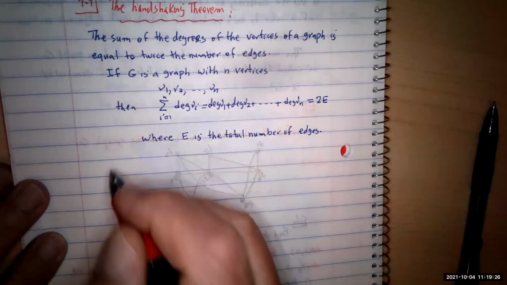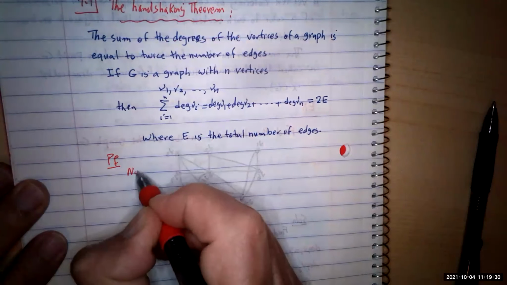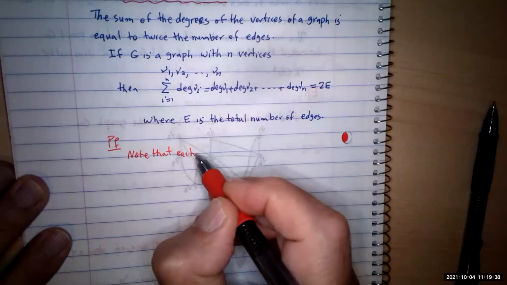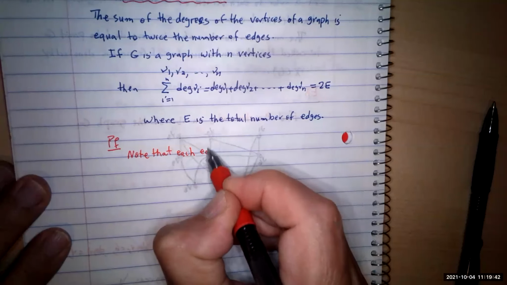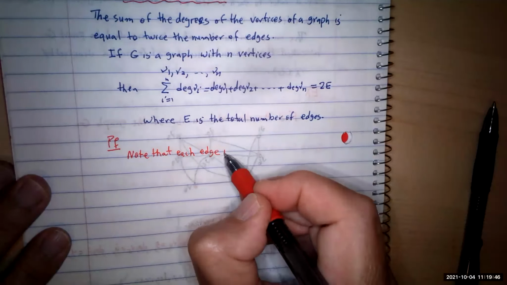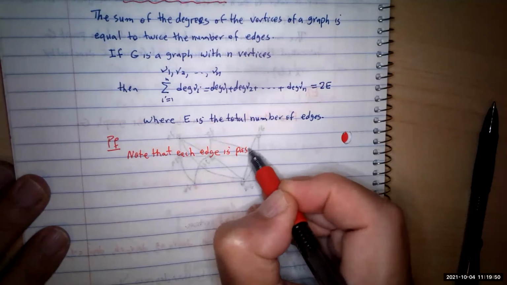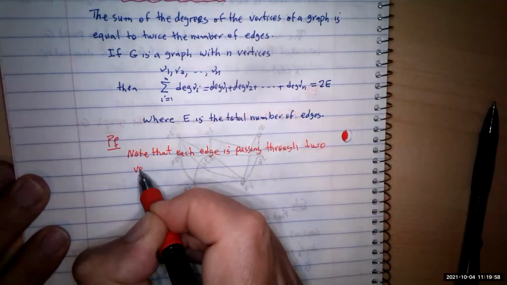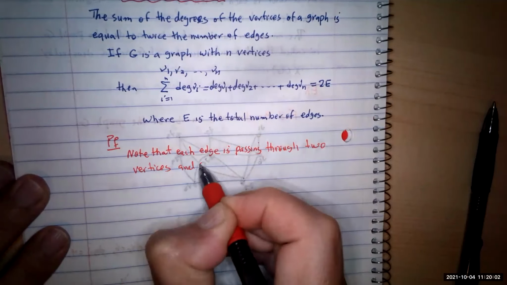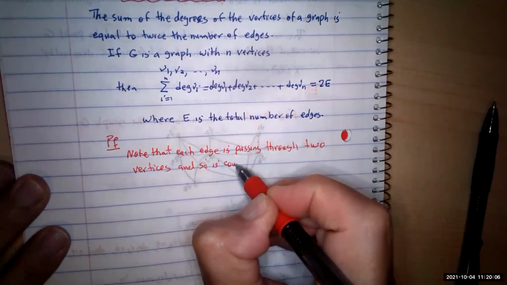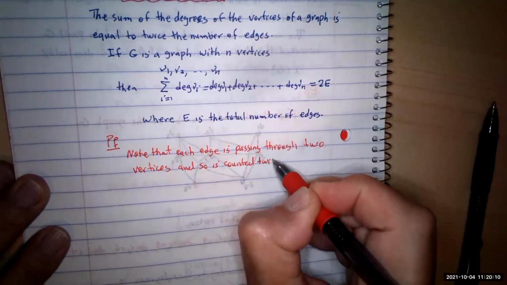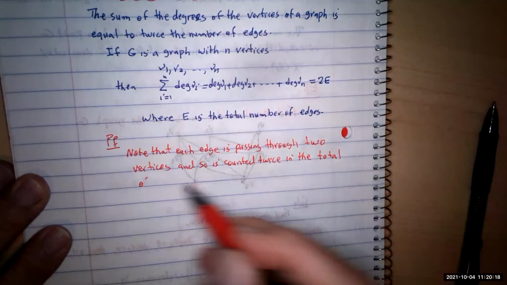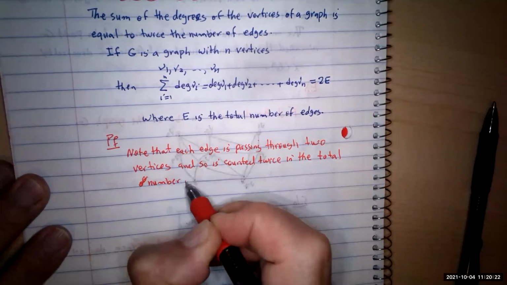So the proof, if you like, is going to be: note that each edge is incident to, or just passing through, two vertices, and so is going to be counted twice in the total number of degrees.